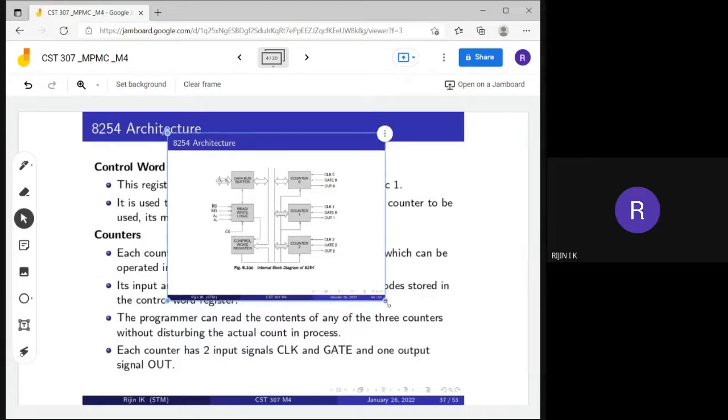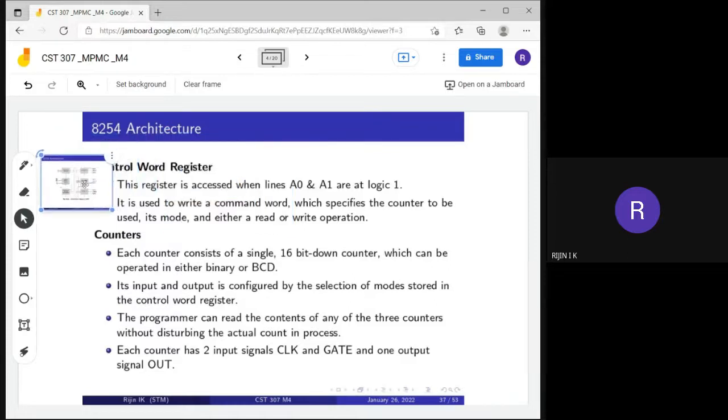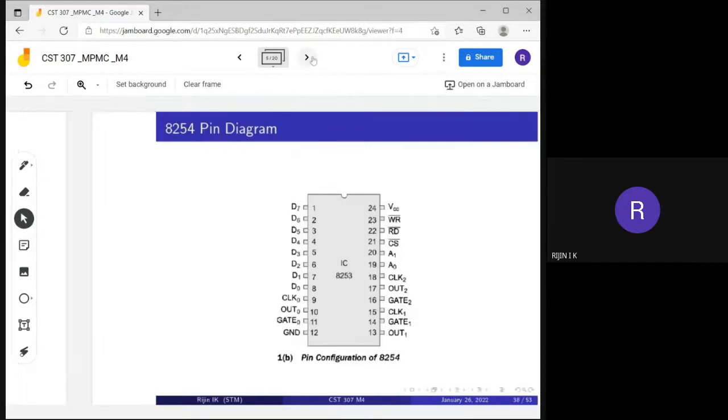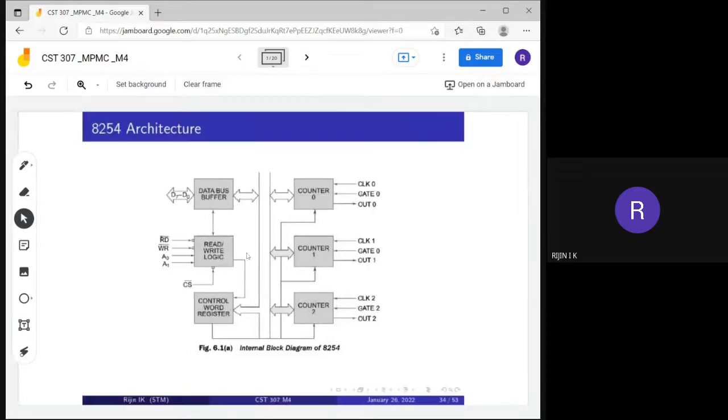Total 3 counters are there. All these counters are 16-bit counters. They can perform both binary and BCD counting operations. All these 3 counters are independently operated. So that is the counter. So that's all about the architecture. It is an important topic.